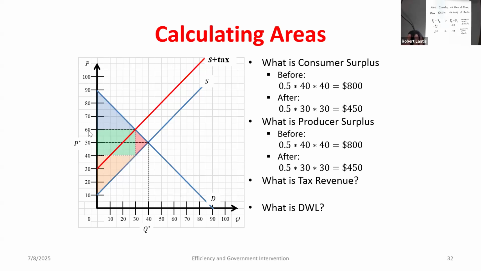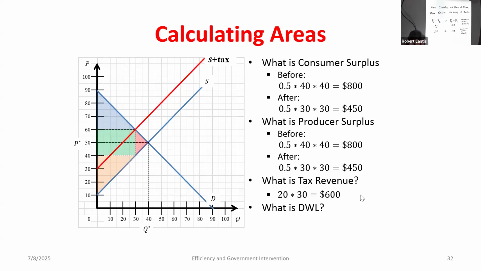Well, if the price the consumer pays is 60, the price the seller keeps is 40, the value of the tax must be $20. If 30 units are being sold after the tax, 30 times 20, that's how much tax revenue is generated, or the government's getting 600.